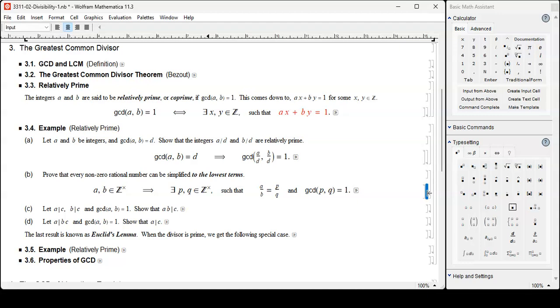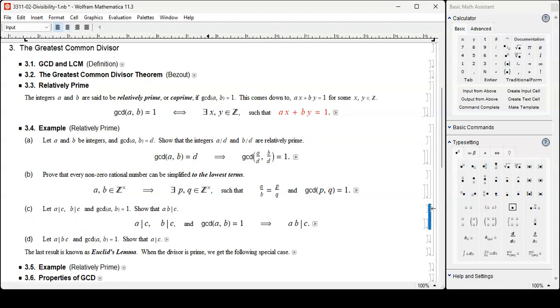Okay, getting warmer. How about the next problem? A divides C and B divides C. In other words, C is a common multiple, and A and B are relatively prime. Then A times B divides C. How's that? Any idea?